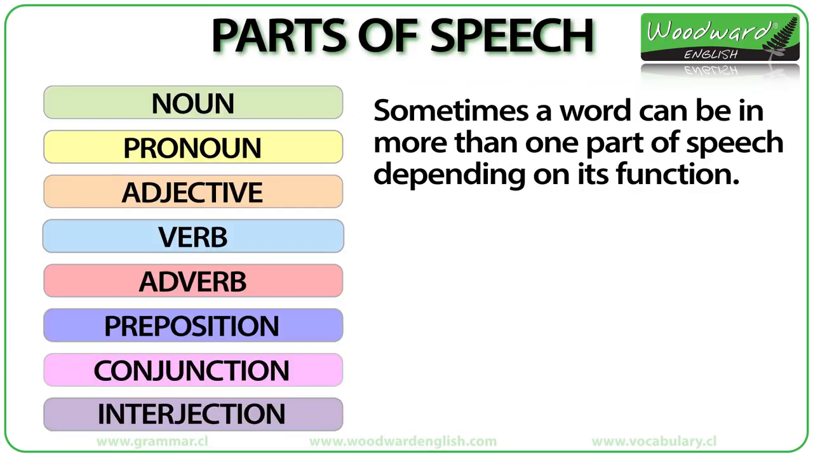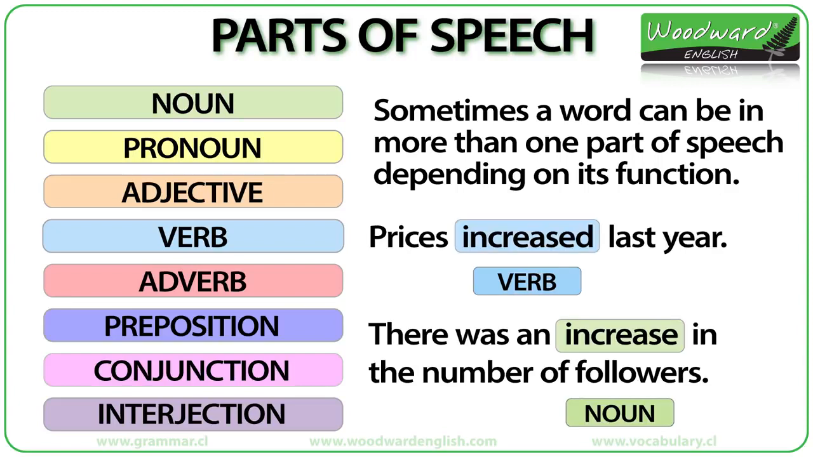It is important to know that sometimes a word can be in more than one part of speech or word class, depending on its function. For example, with the word increase or increase. Increase can be a verb. For example, prices increased last year. And increase can also be a noun. For example, there was an increase in the number of followers. Did you see the difference in pronunciation? Increase is the verb. Increase is the noun.